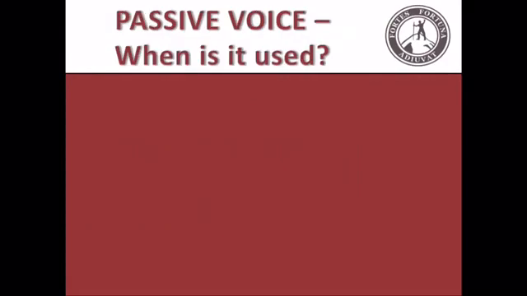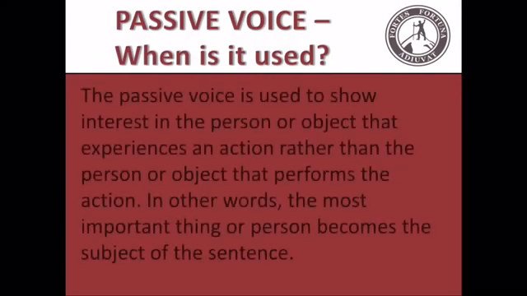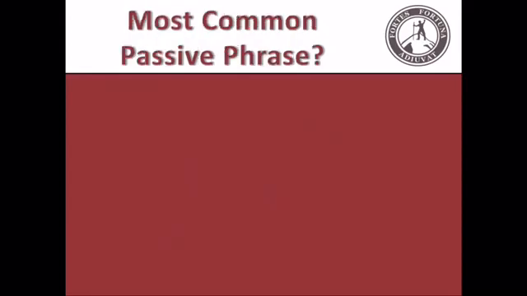We checked passive voice when you were in second grade. Do you remember when it is used? The passive voice is used to show interest in the person or object that experiences an action rather than the person or object that performs it. So we're looking at the person or object that receives the action from someone or something else. In other words, the most important thing or person becomes the subject of the sentence.